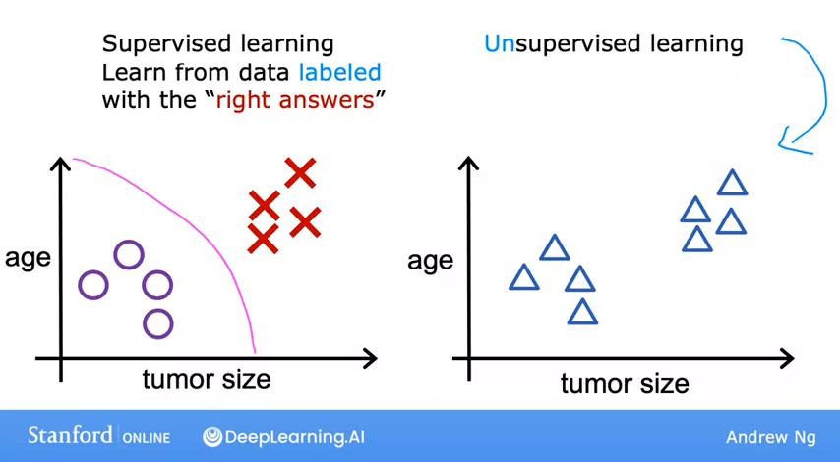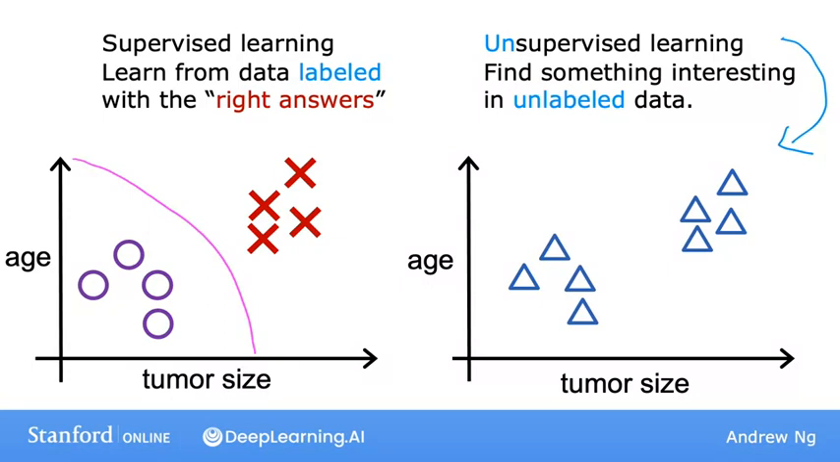We're not asked to diagnose whether the tumor is benign or malignant because we're not given any labels Y in the dataset. Instead, our job is to find some structure or some pattern or just find something interesting in the data. This is unsupervised learning. We call it unsupervised because we're not trying to supervise the algorithm to give some quote right answer for every input. Instead, we ask the algorithm to figure out all by itself what's interesting or what patterns or structures there might be in this data.